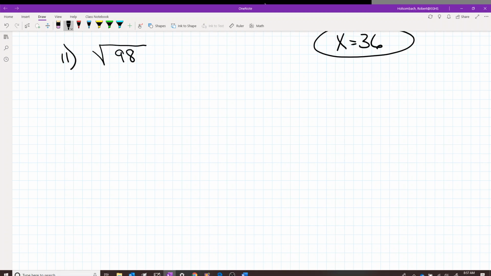Alright, probably want to review your notes from before Thanksgiving, but when you're simplifying radicals, you're going to take the number under the radical and divide it by perfect squares until you find the largest perfect square that goes into 98 evenly. And that's going to be the square root of 49 times the square root of 2. To simplify that, the square root of 49 is equal to 7 times the square root of 2. There's your simplest form.